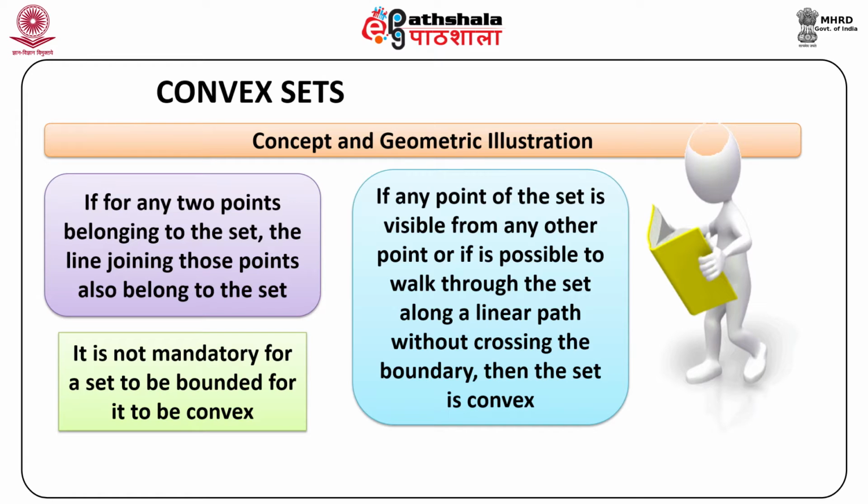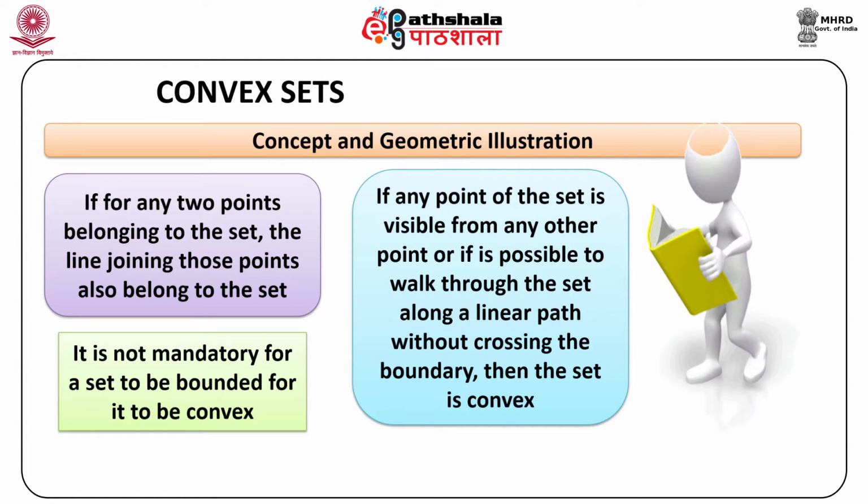A set S defined over the vector space Rn is said to be convex if for any two points belonging to the set, the line joining those points also belongs to the set. One way of visualizing a convex set is to assume a boundary of the set. If any point of the set is visible from any other point, or if it is possible to walk through the set along a linear path without crossing the boundary, then the set is convex.